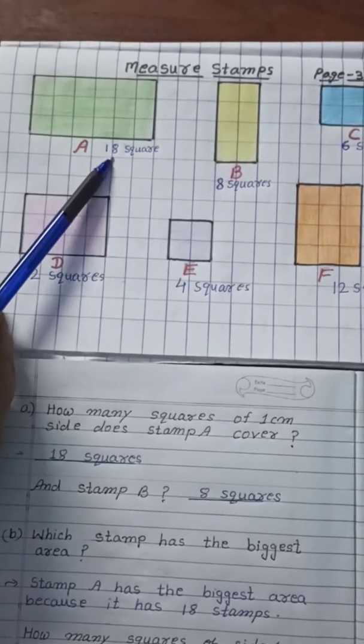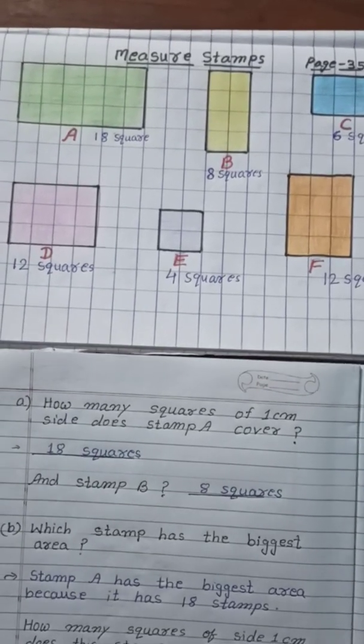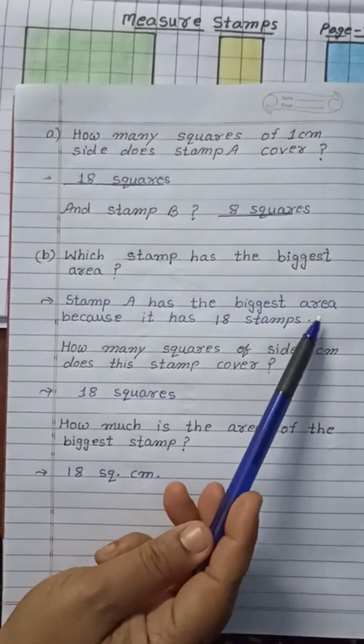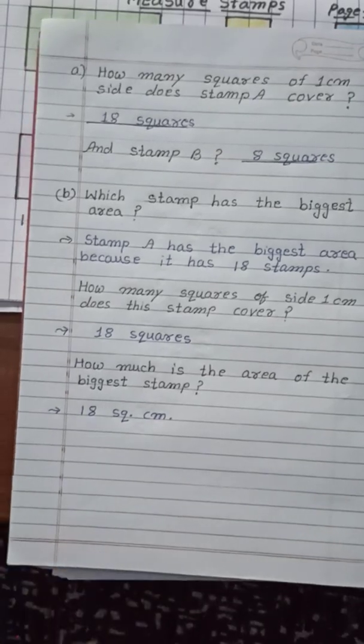How many squares? 18 squares. Okay. So the answer is stamp A has the biggest area. Let's read the next question.